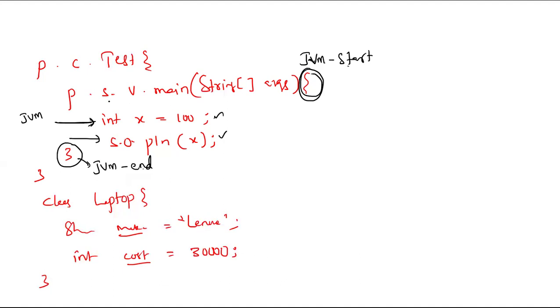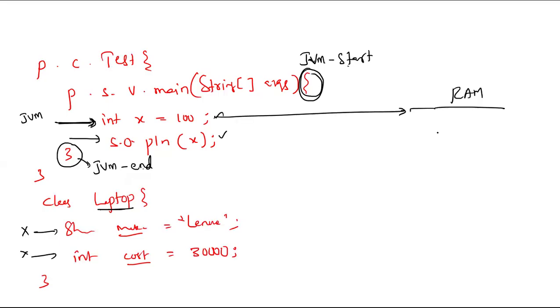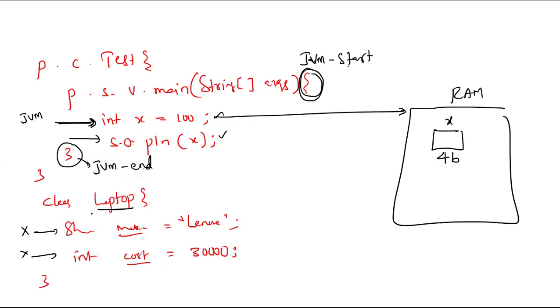And in this part, is JVM coming to this laptop class and executing these lines of code? No, it is not happening, because JVM executes this line of code, and because of this line of code, inside the memory, as we already discussed, 4 bytes of memory will be allocated. X is a variable name, 100 is the value. It means the value is consuming some memory, or occupying some memory.